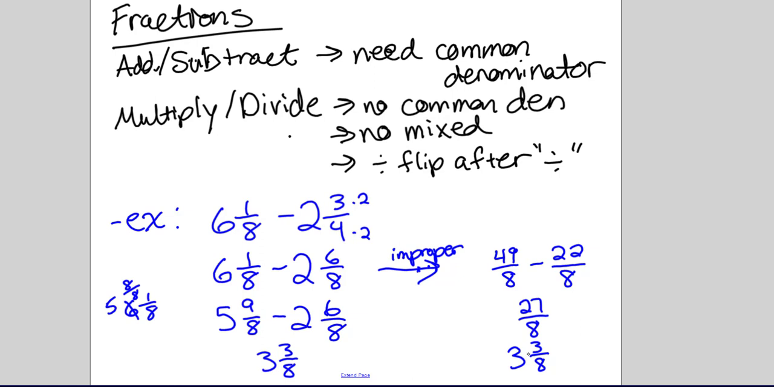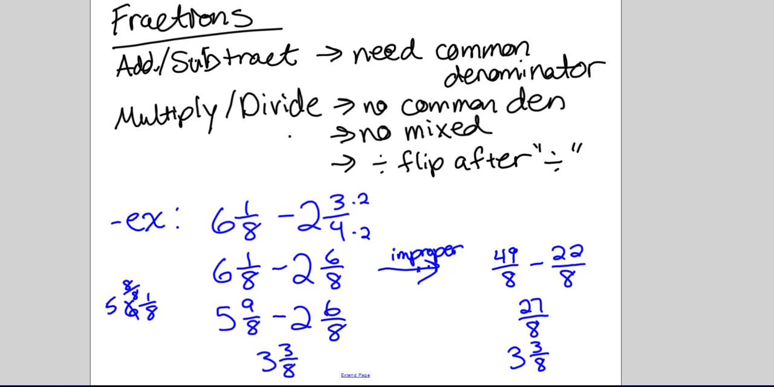24, 25, 26, 27, so 3 more. So that's a different way I could solve this. Now, if what I'm saying right now is moving quick and it's not making sense, I would definitely suggest you go and watch some full videos on how to work fractions. Okay, so there's an add and subtract one.